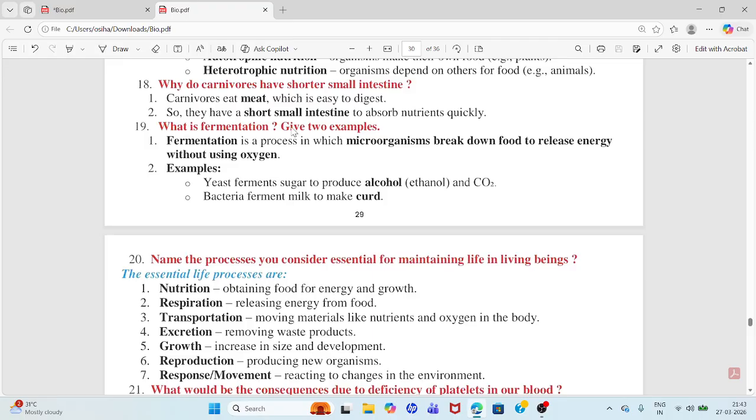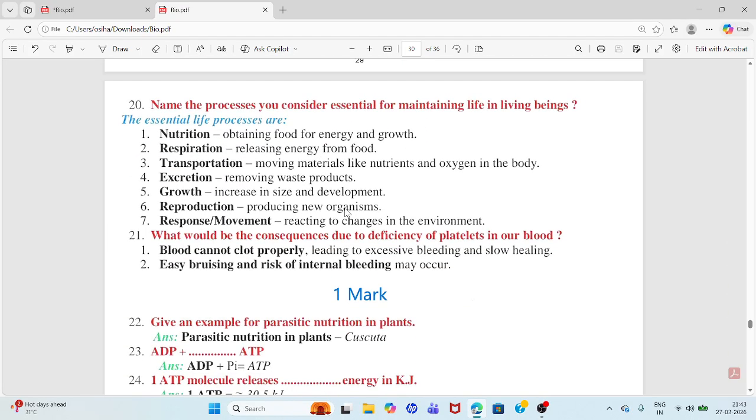19th question. What is fermentation? Give two examples. Fermentation is a process in which microorganisms break down food to release energy without using oxygen. If the food is broken down and energy released without using oxygen, then it is called fermentation. Example: yeast ferments sugar to produce alcohol and carbon dioxide. Bacteria ferment milk to make curd.